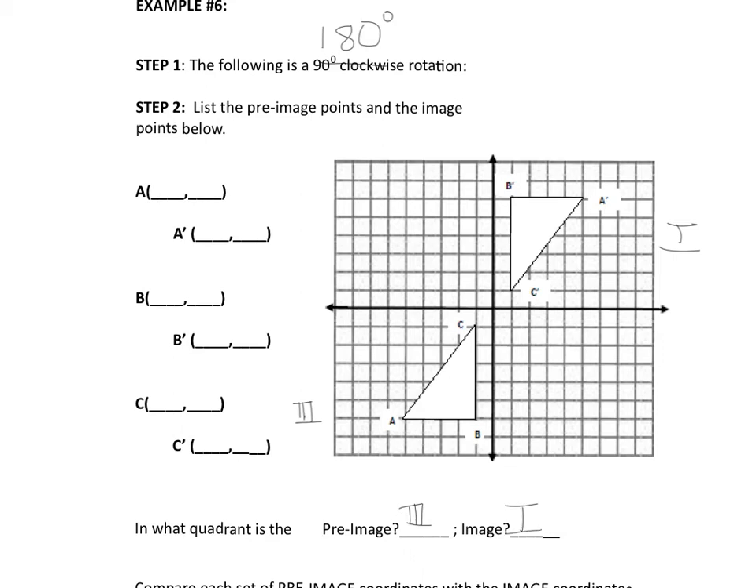Point A is located at -5, -6, because you went to the left 5, and then you went down 6. A prime is located at 5, 6, to the right 5 up 6. Point B is located at -1, -6, and B prime is located at 1, 6. C is located at -1, -1, while C prime is located at 1, 1.